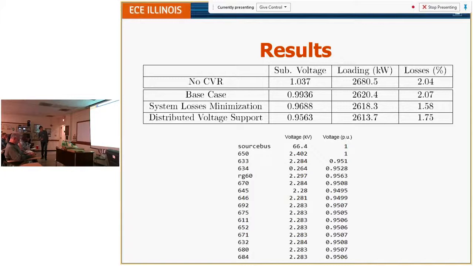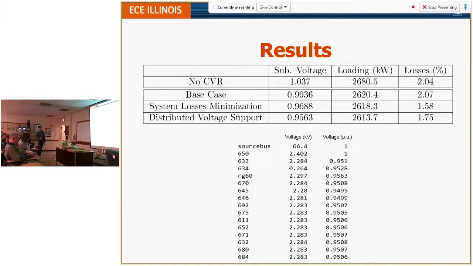You save roughly 60 kilowatts of energy here, but you increase the system loss because your current is higher by reducing the voltage. Then if you perform a loss optimization function, you can bring down the substation voltage to 0.96. However, you save further, down to 2,618, and your loss is dramatically improved to 1.58.